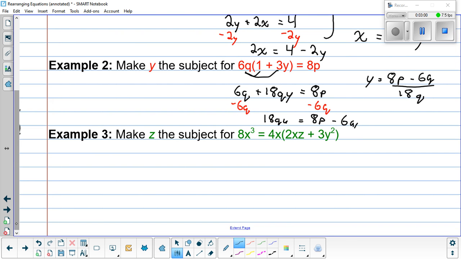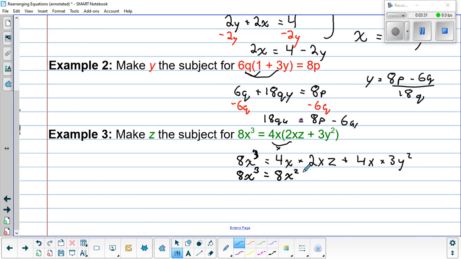The last one we'll look at is the most challenging one we'll do so far. So once again, just expand the brackets. 8x cubed equals 4x times 2xz plus 4x times 3y squared. So I actually wrote them out just so you can see how I've been doing the others in case you kind of missed out. So 8x cubed equals, well, 4 times 2 is 8, x times x is x squared, z, plus 4 times 3 is 12, xy squared.